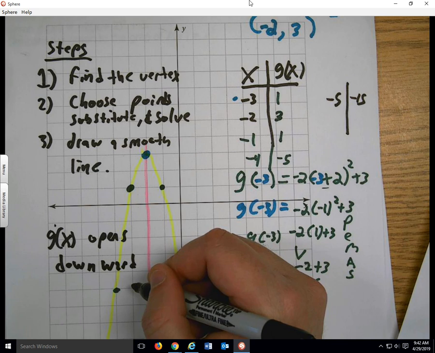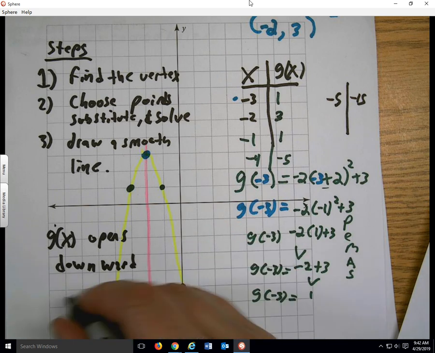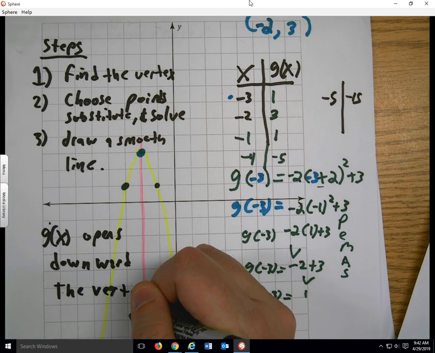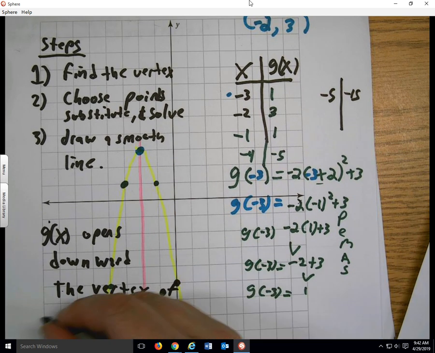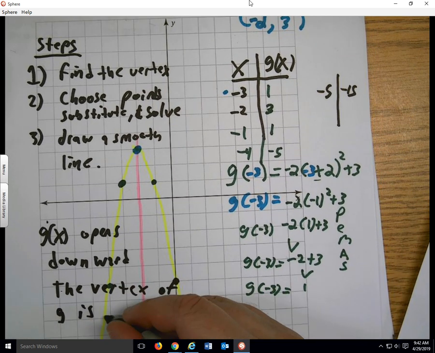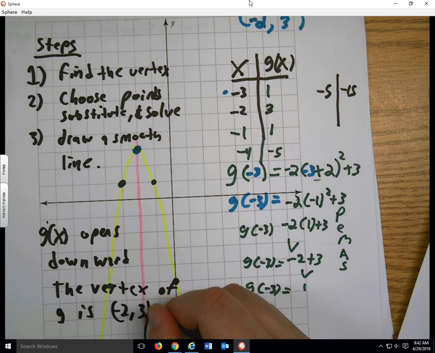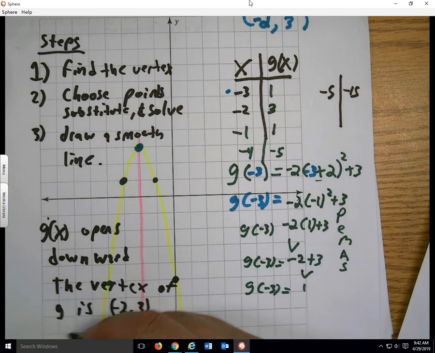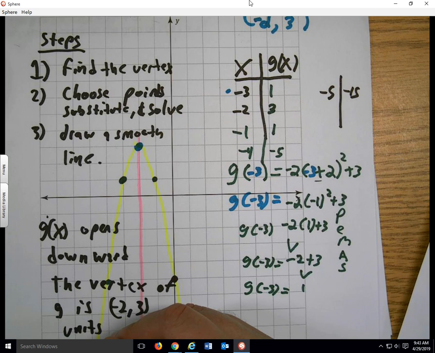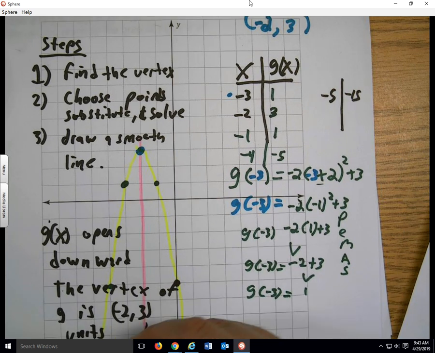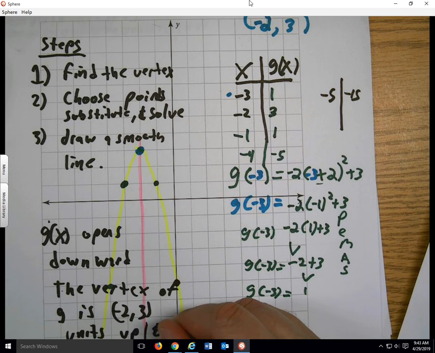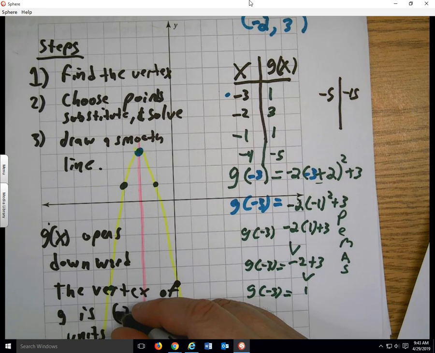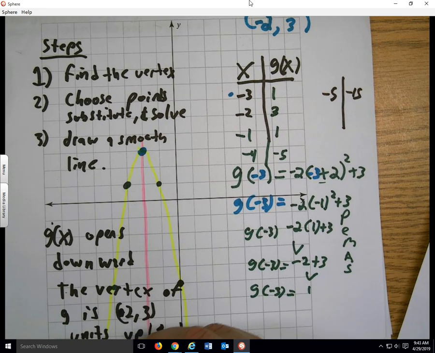What else can you say about it? You could say the vertex. Remember before we did comparisons, we would say describe the vertex. Now we can say the vertex of g is -2 and 3. Okay, -2 and 3, 3 units up and 2 to the left. Or you could say 2 and 3 units up and to the left.